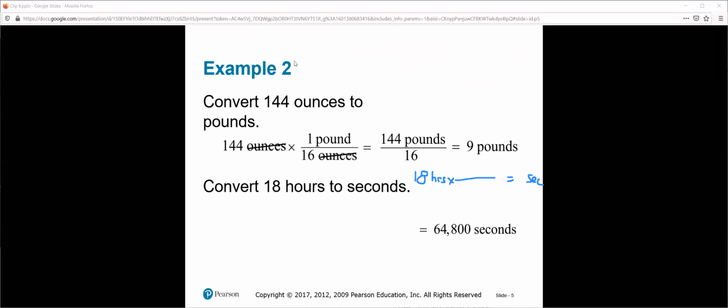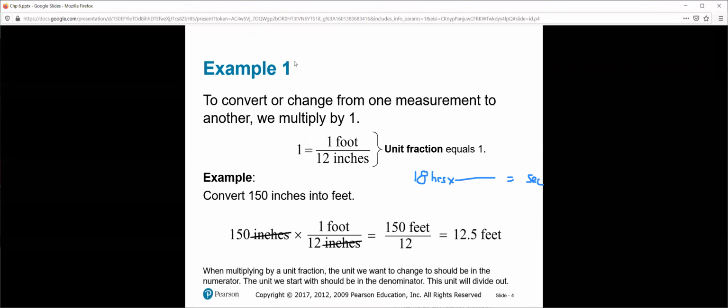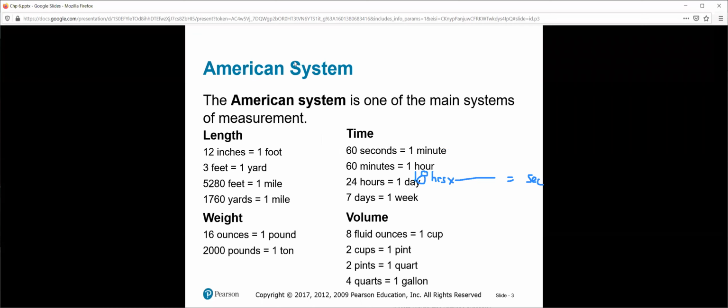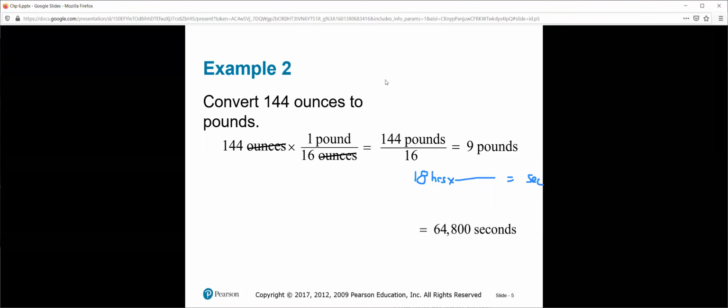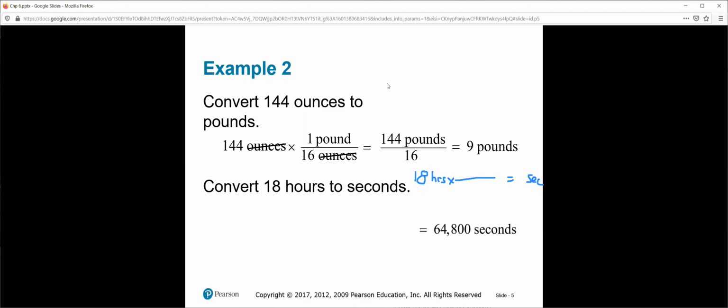Now, do I know the seconds to hours comparison? Well, you can either look it up, or you can go back to that handy dandy chart we have back here. Look at time. I need hours to seconds. I have hours to minutes. I have minutes to seconds. Okay, that's workable. I don't have hours to seconds. If you know how many seconds are in an hour, you can skip this step. I'm going to go with it long form.